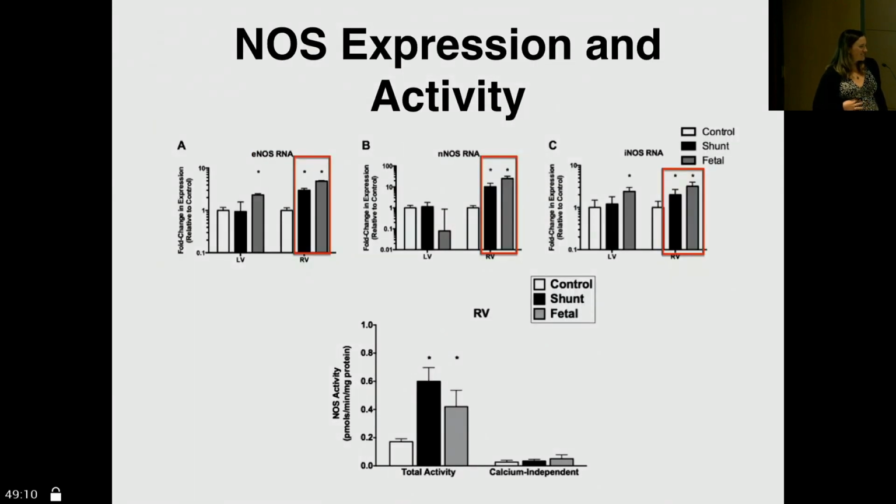We then began to get into some of the mechanism of why this might be. Without going through too many of the details, basically nitric oxide signaling is preserved at fetal levels in all isoforms of nitric oxide, both at the RNA, and I'm not showing it, also at the protein levels in these animals, in the RV, but not the LV. And then finally, when you look at nitric oxide activity, it's also higher among the RV of these shunted animals, and that's similar again to fetal levels.